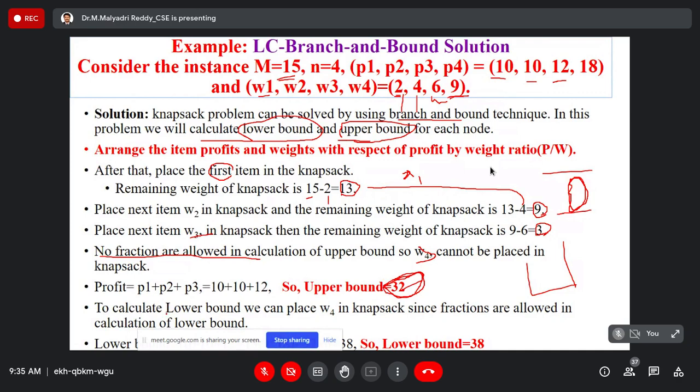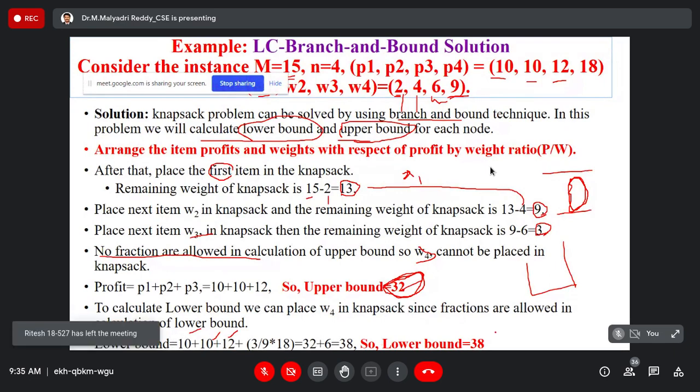Next, the cost function, nothing but the lower bound. In this, fraction values are also allowed for the cost function or lower boundary. So the first object is included, the second object included, the third object included. The remaining space is only 3. So from 9 units, you choose only 3 units, then 3 by 9 into 18. This is the lower bound value. So the upper bound is 32, the lower bound is 38. These are the boundary functions of the given problem.